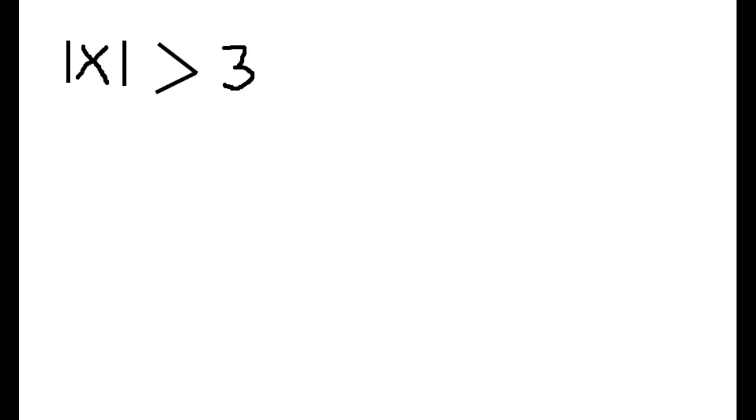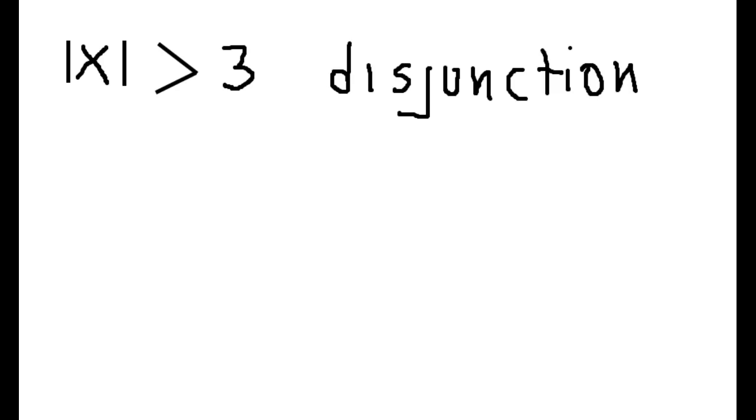Now, here's the new thing that I want to introduce to you. Here we have an absolute value inequality, but this time the inequality symbol is a greater than symbol. And this is a special situation. This is called a disjunction. A disjunction exists wherever we have inequalities in which we have a greater than or a greater than or equal to symbol.